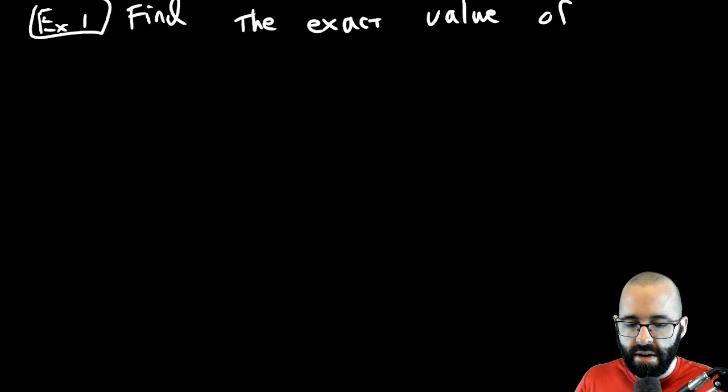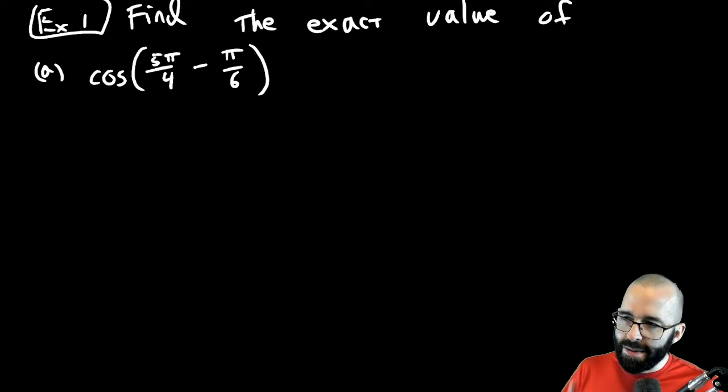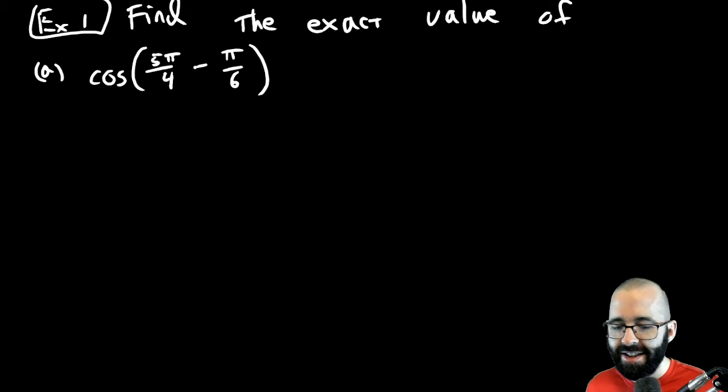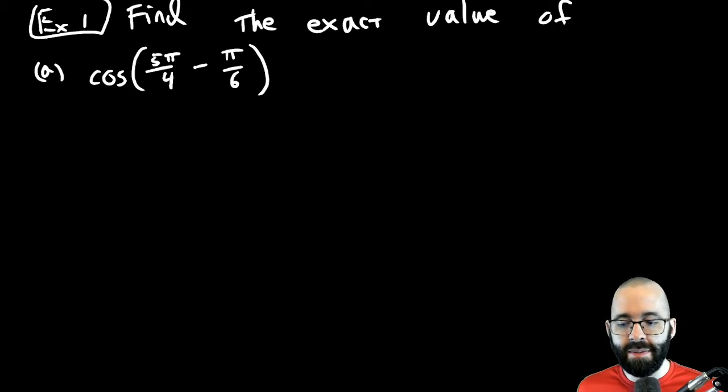Let's do some examples. Let's use these. Example 1. Find the exact value of, part A, the cosine of 5 pi over 4 minus pi over 6. And now you may be tempted to just combine these. Don't do it, but you may be tempted.